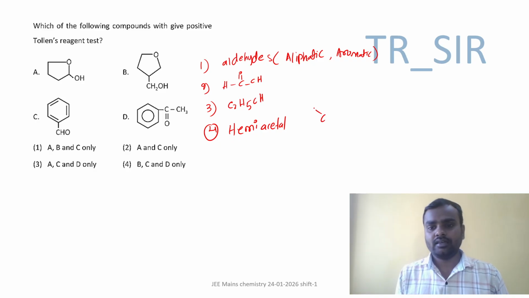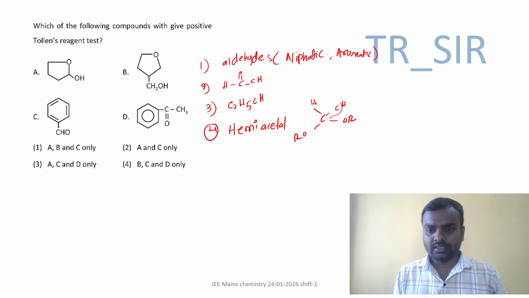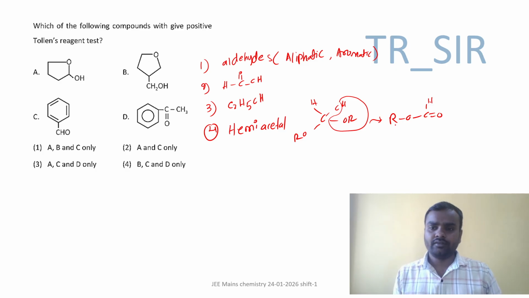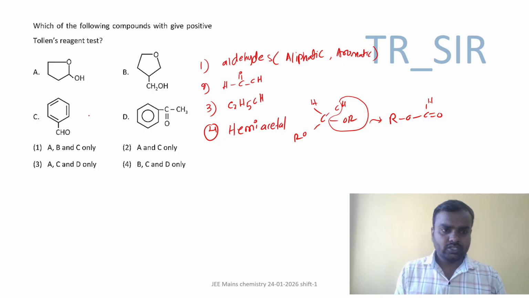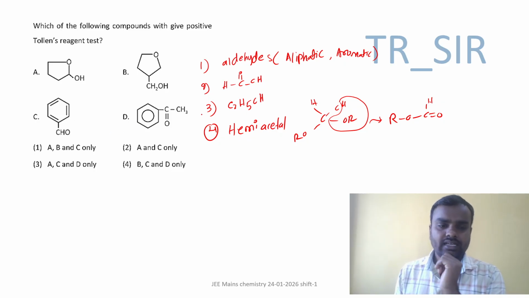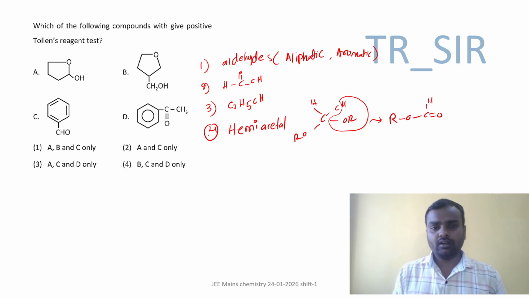Hemiacetal means H, OR, OH, like this. Here, what happened? From this H, from this OR, you can remove and you will get the aldehyde. CH double bond O. So this aldehyde will give you the Tollens reagent test. Okay. That means try to find out which of these has this here. Which one will not give?